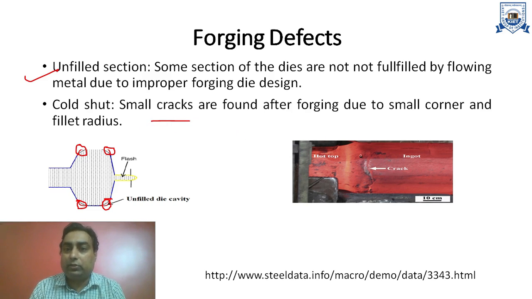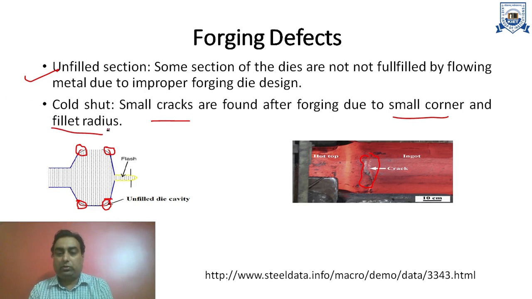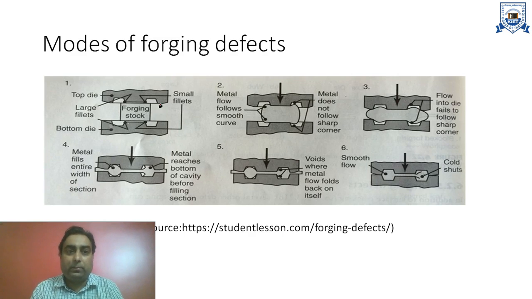As you can see in the pictorial diagram, these are the cracks which are obtained. This is happening due to small corners and small fillet radii. Why this is happening, we can simply study with a detailed diagram. This is the upper die, top die, bottom die. These are the cavity spaces you can see here. There are two cases: when we are leaving a very small fillet at a small corner, and when we are giving a sufficient fillet radius.